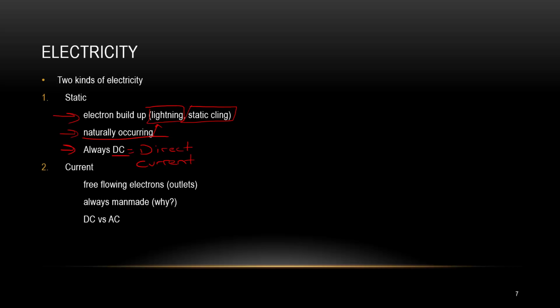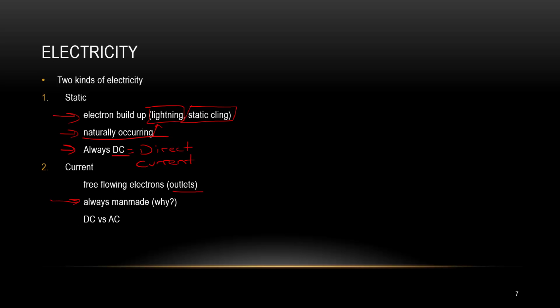And then we have current. Current electricity is a free flowing of electrons. A real world example would be a power outlet, okay? Something that provides a steady flow of electrons. And these are always, always man-made.